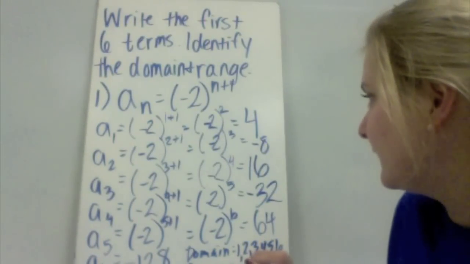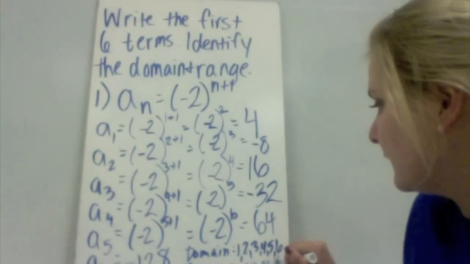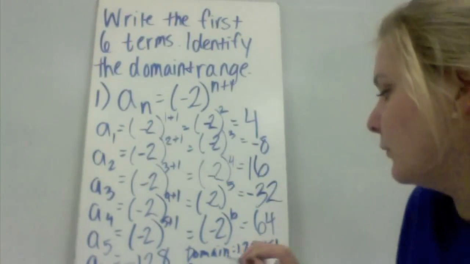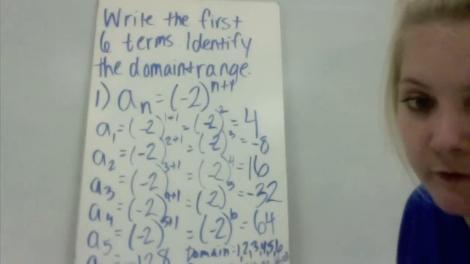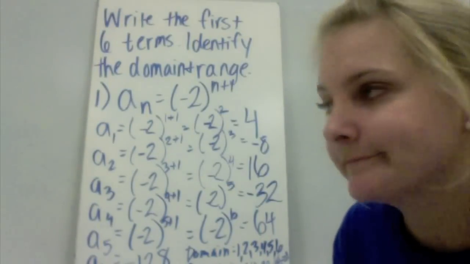And with sequences, we don't put it in numerical order. We put the range in the order that it came out. So in order of first term, second term, third, fourth, fifth, and sixth term.